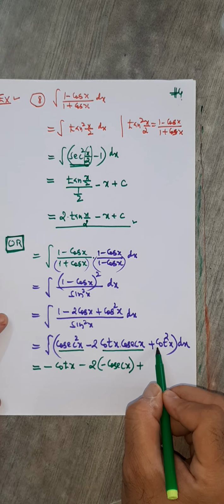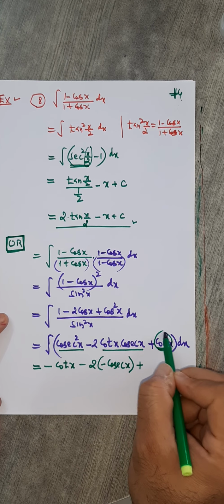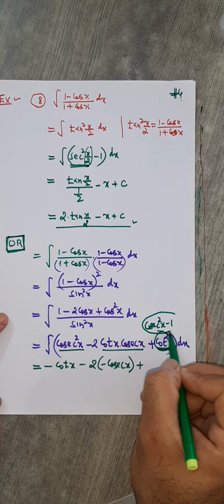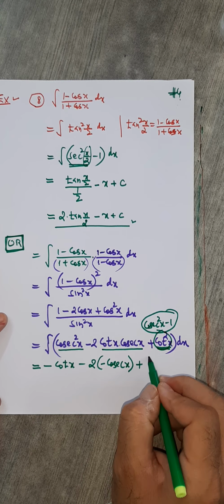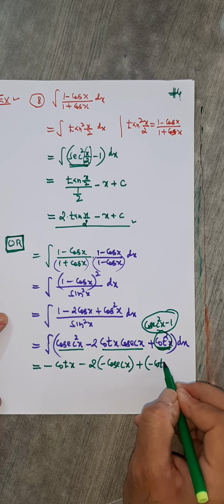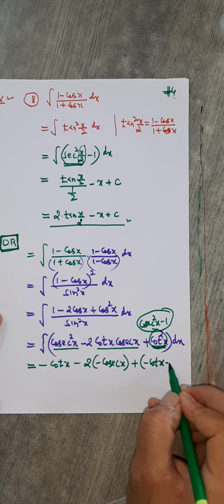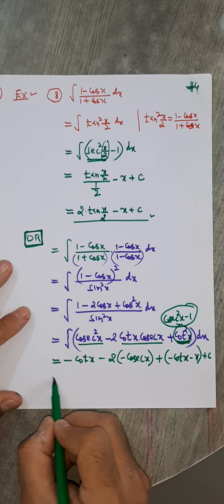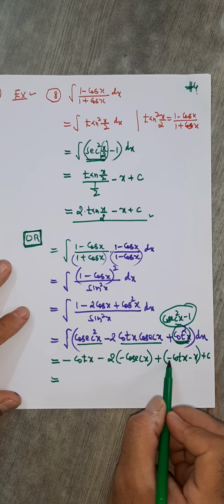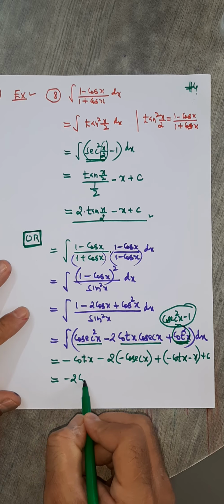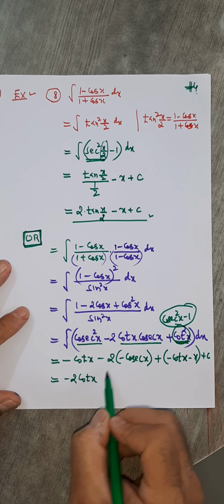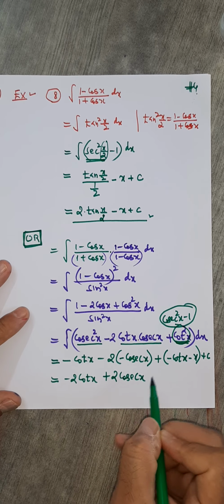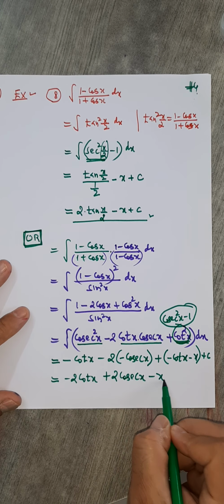Plus, can you integrate cot square? No. So here, as I told you, you need to write cosec square minus 1. What is the integral of cosec square? It is minus cot. And what is the integral of 1? It is x plus c. So your final answer is minus cot x, minus twice cot x, plus 2 cosec x, and minus x plus c.